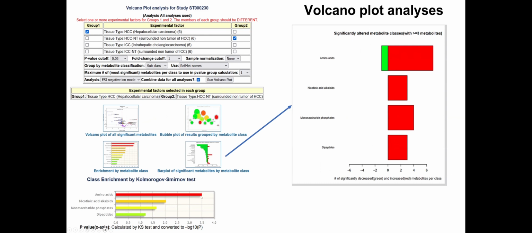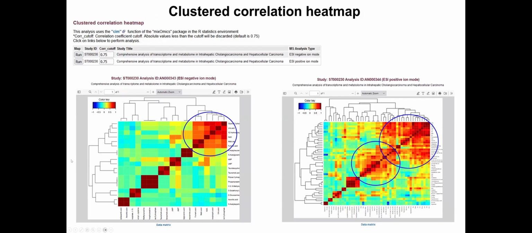I can look at all kinds of statistics, including class enrichment by Kolmogorov-Smirnov test. I can do analysis of variance across, if you have multiple studies, to look at whether this is significant. I can do a whole series of analysis. I can look at heat maps of this, and then I can look at a contrast between this ESI negative ion mode and positive ion mode. I can do a comparison, a heat map of all the metabolites that are present, clustered them, and then you can see the enrichment of these classes of metabolites, these metabolites in the negative mode and the positive mode.